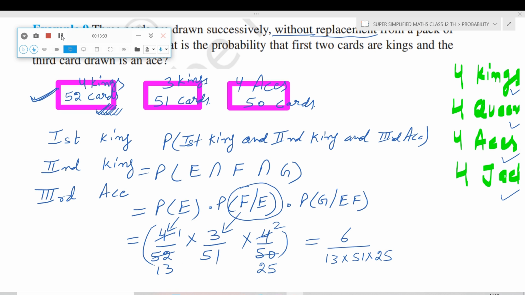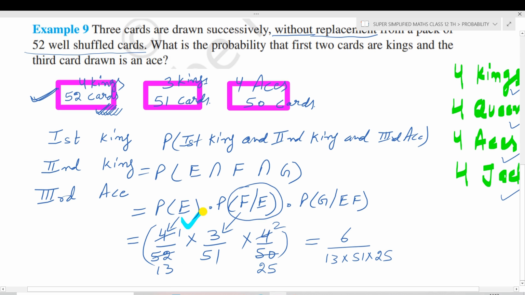the probability of happening of E is 4 by 52, that is the first king card, and you did not put that first king card back. In that case, the probability of happening of F is 3 by 51. That means the occurrence of F has been affected by the occurrence of E.